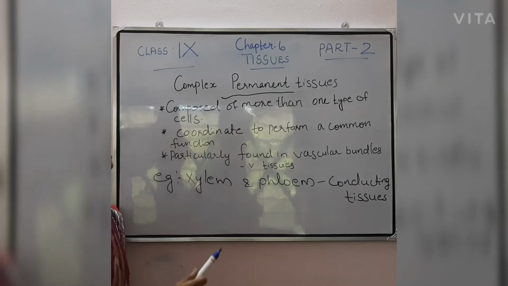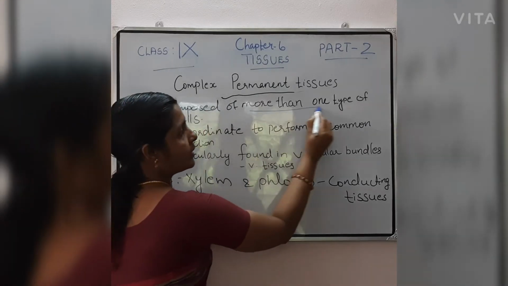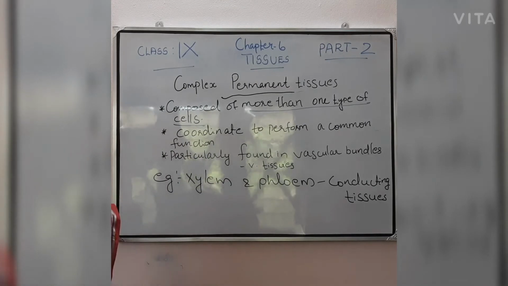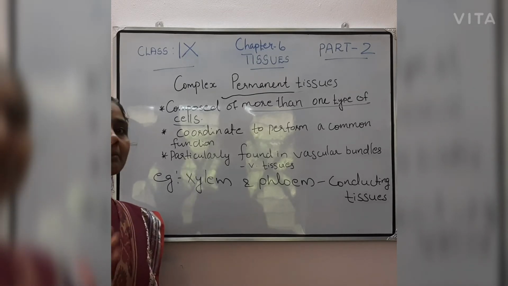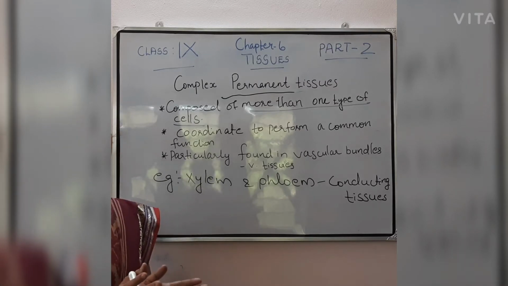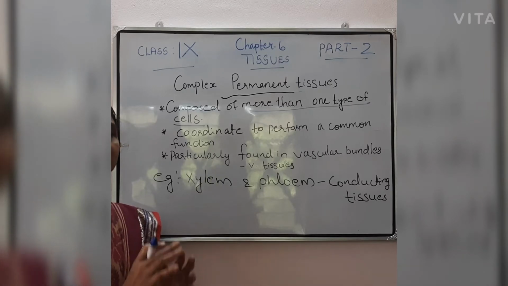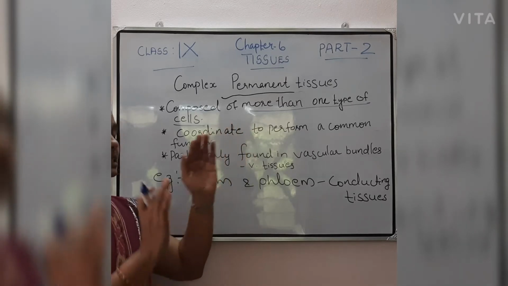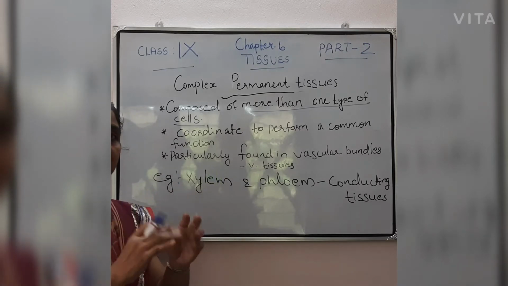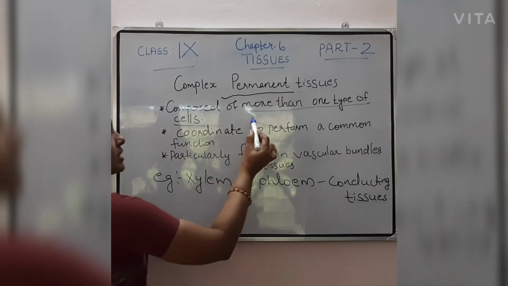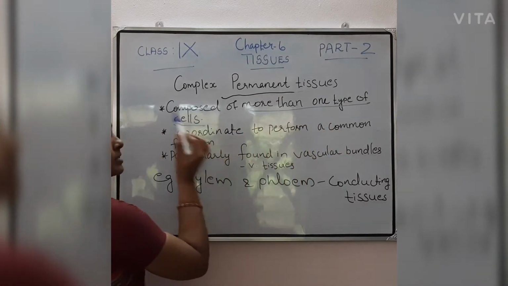Complex permanent tissues are composed of more than one type of cells. That is the peculiar feature of complex permanent tissues. That cells are different, more than one type of cells. But we studied parenchyma, collenchyma, sclerenchyma. They are made up of what? A similar type of cells. If parenchyma is there, all the cells are the same. Isn't it? Collenchymatous cells, all the cells are similar. But here, this tissue consists of different cells, and those cells are of different types also. So it is made up of more than one type of cells.